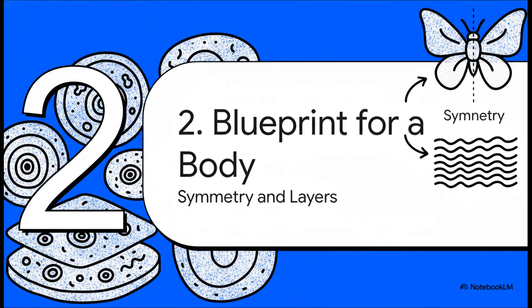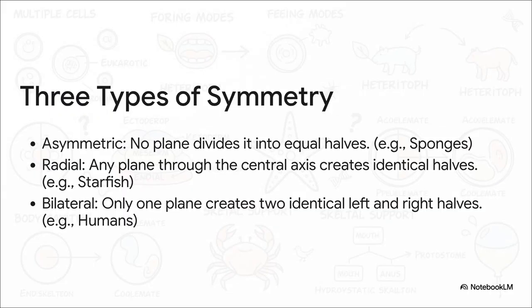Next up, let's zoom out a little and look at the overall blueprint for the body itself, focusing specifically on its symmetry and its layers. Now, what's really fascinating here is how an animal's shape is tied to its lifestyle. Some sponges are asymmetric. There's no real plan. They just kind of grow. Then you have animals with radial symmetry, like a starfish. You can slice them through the center, like a pizza, any way you want, and you get two identical halves. This is perfect for creatures that just sit there or drift around, because it lets them catch food from any direction. But most of the animals we know, including us, have bilateral symmetry. There's only one way to slice us right down the middle to get two mirror image halves. This design is fantastic for moving with purpose, giving you a distinct front end that encounters the world first.